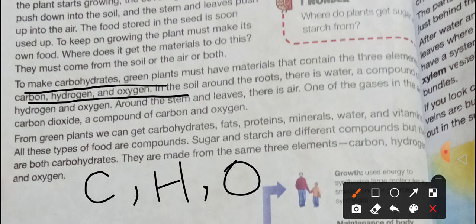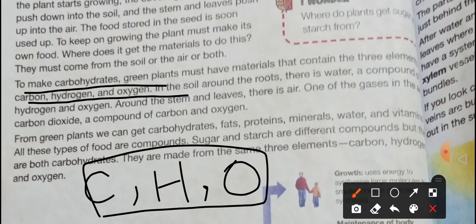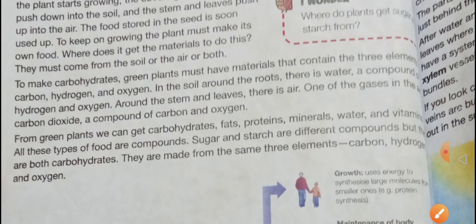Now the question is, from where will the plant get all these three materials? The roots of the plant absorb water, and water has hydrogen and oxygen. And the leaves of the plant absorb carbon dioxide from the air and get carbon from carbon dioxide. That is how the plant obtains carbon, hydrogen and oxygen. Now they will use the sunlight and chlorophyll to make the food from carbon, hydrogen and oxygen, and carbohydrates will be made in this way.